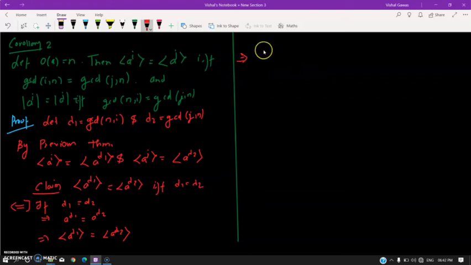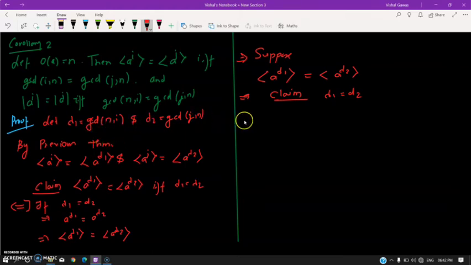Let's look at this one. Suppose the subgroup generated by a raised to d1 is the same as the subgroup generated by a raised to d2, right? Then my claim is that d1 is equal to d2.